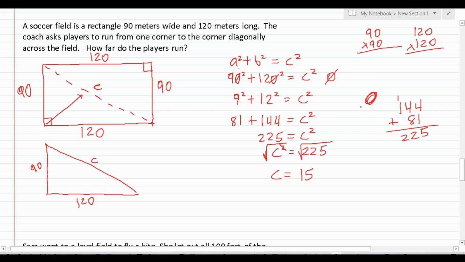And again, I took that 0 away here, so let me just add that 0 back in. So to answer this question, how far do the players run? It's going to be 150 meters.